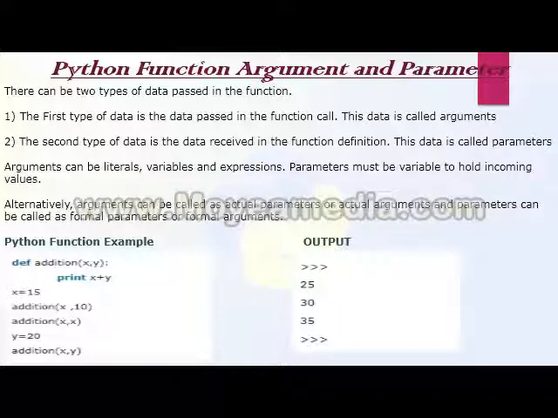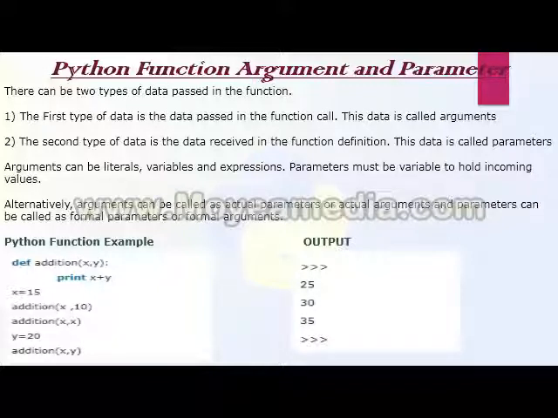Arguments can be literals, variables and expressions. Parameters must be variables to hold incoming values. Arguments can be called actual parameters or actual arguments, and parameters can be called formal parameters or formal arguments.